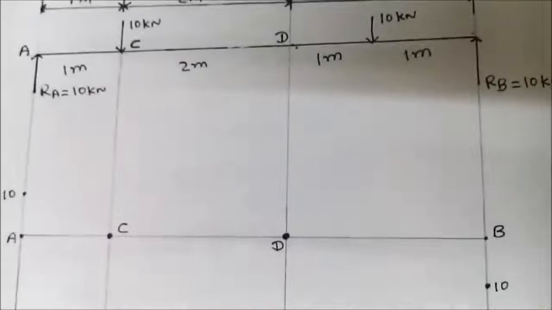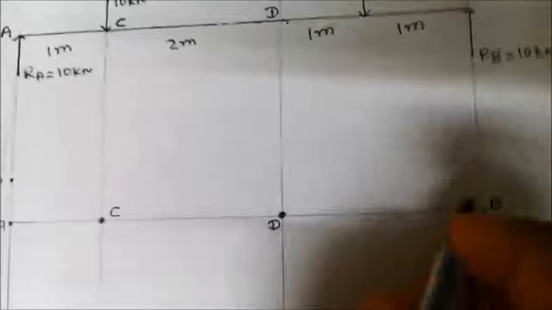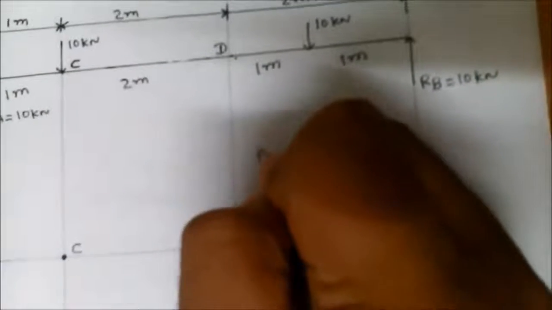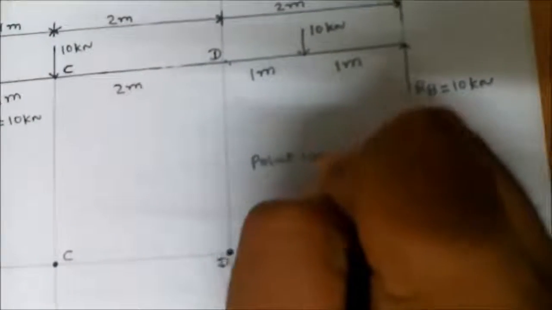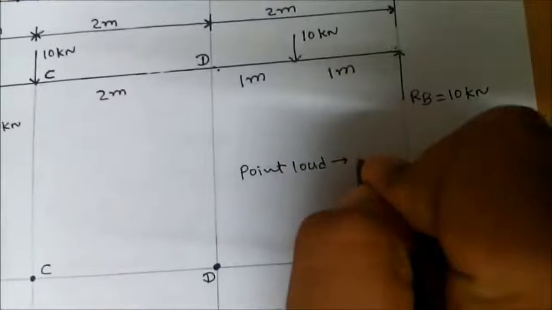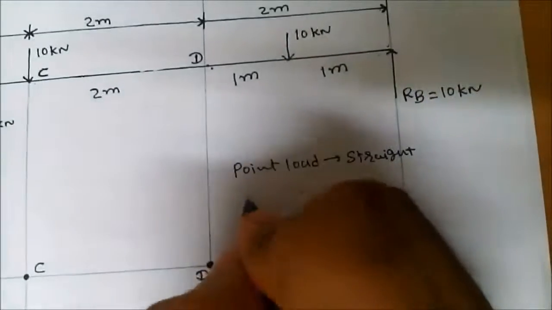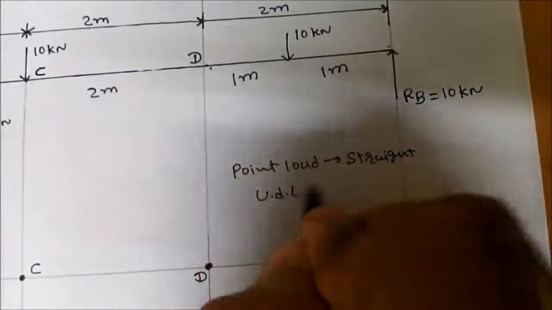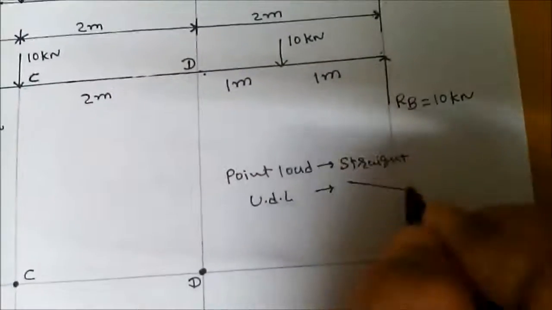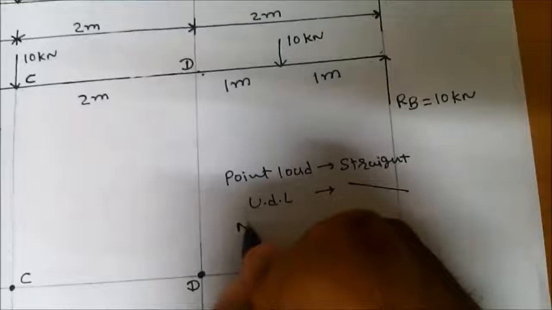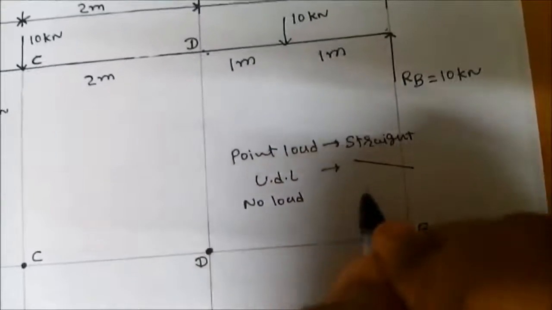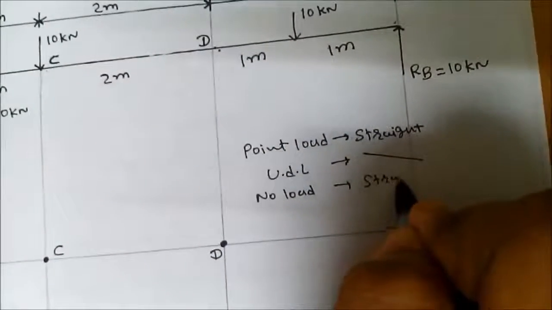If point load acting at point, then draw straight line. If UDL is acting, then draw inclined line. And if no load between points, then also draw straight line.